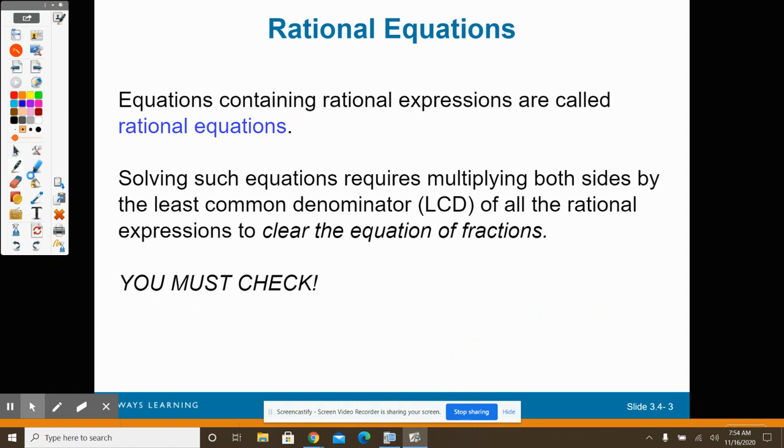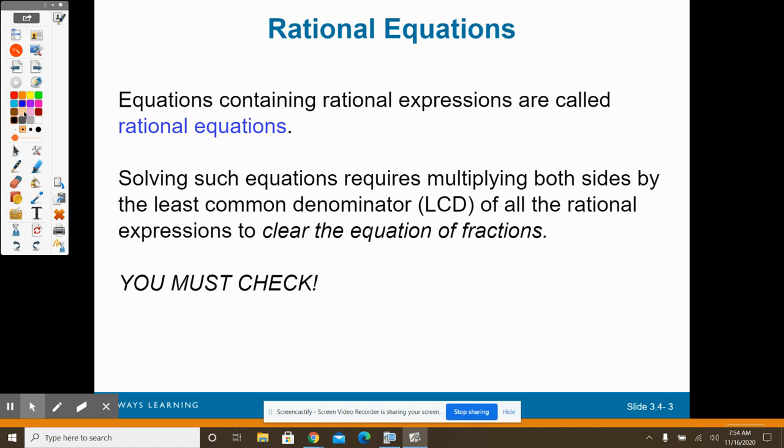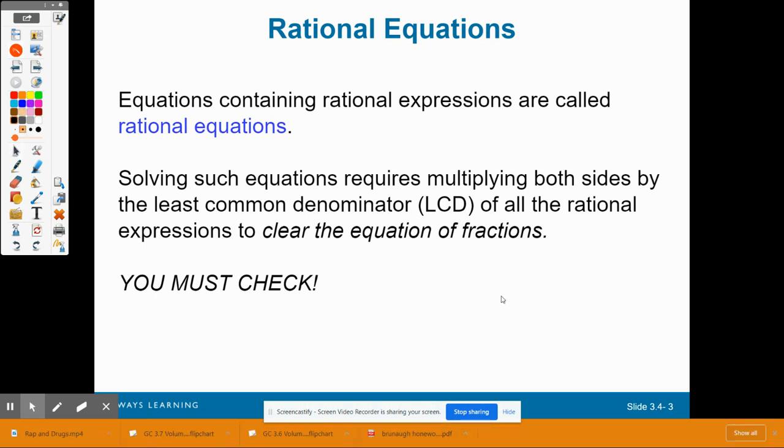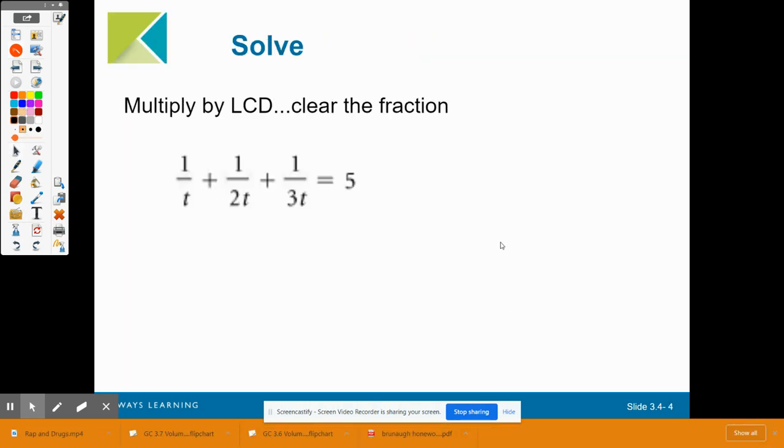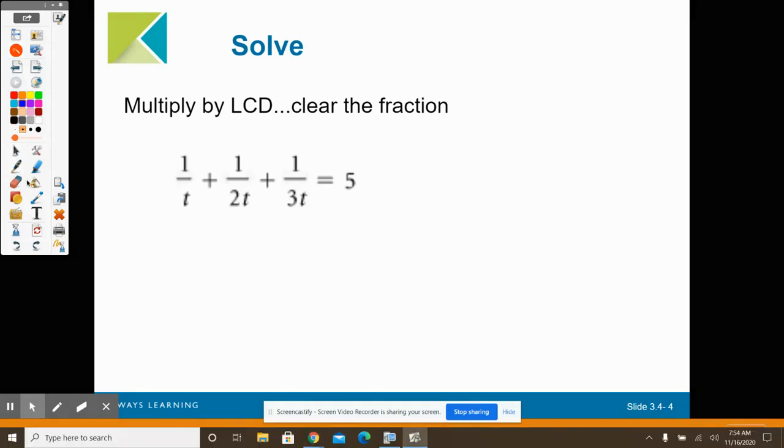Some of you are going to have a hard time clearing the fractions, and you're just going to have to, like I said, do a couple examples, and it will become a little bit easier for you. So here's the first example. The reason that we would have to check for starters is we know that t cannot equal 0. So if I get an answer of t being 0, then I did something wrong because in all these pieces, that would be a domain restriction.